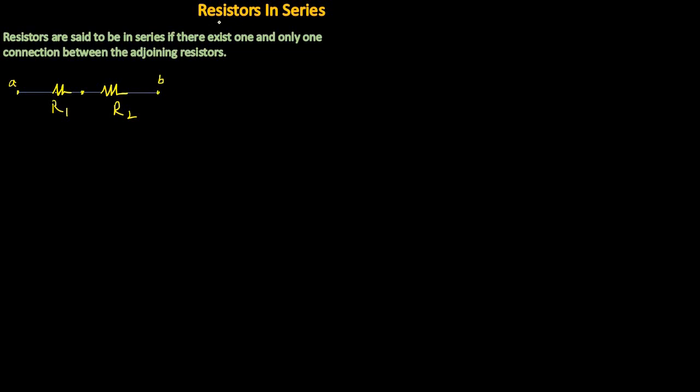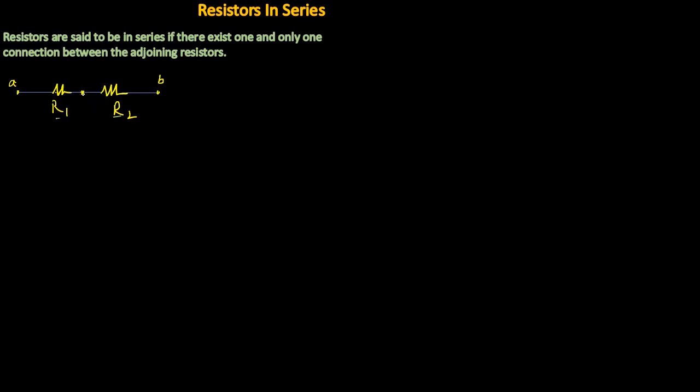So basically, what is a series combination of resistors? Resistors are said to be in series if there exists one and only one connection between the adjoining resistors. So if we connect two or more resistors in a manner that there is nothing connected between the adjoining points of these two or three resistors. For that, let's take an example in which two resistors are connected in series between points A and B. These two resistors R1 and R2 are in series because there is nothing connected between the adjoining points of these two resistors.